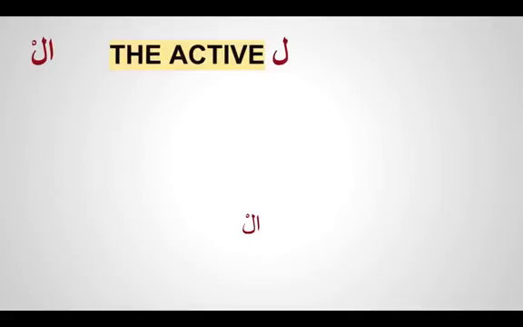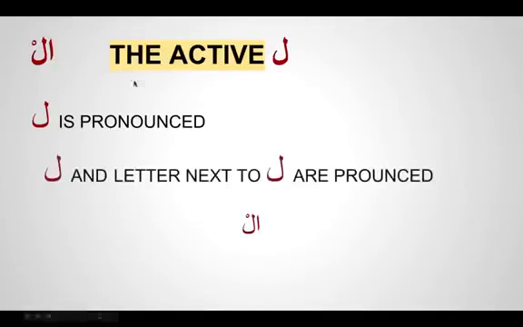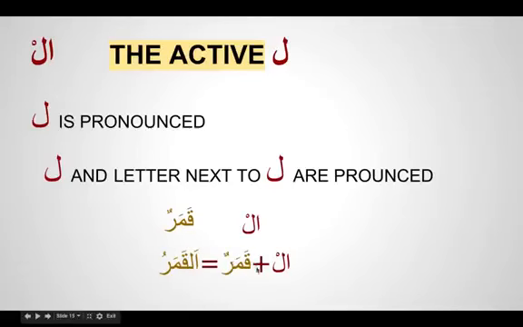Because the lam is produced in the same area, it's difficult to pronounce the same letter from the same area. So that's why the sound of the lam is made silent. What about the rest of the words? How are they pronounced? In the rest of the words, the lam and the letter next to lam are both pronounced. If we have the word qamarun, and we add al, it becomes al qamaru. The sound of lam is also produced. Al qamaru.